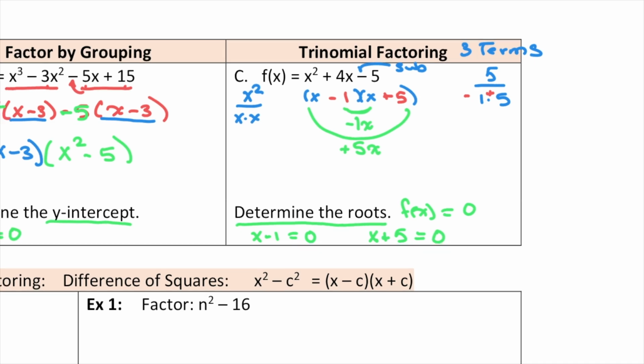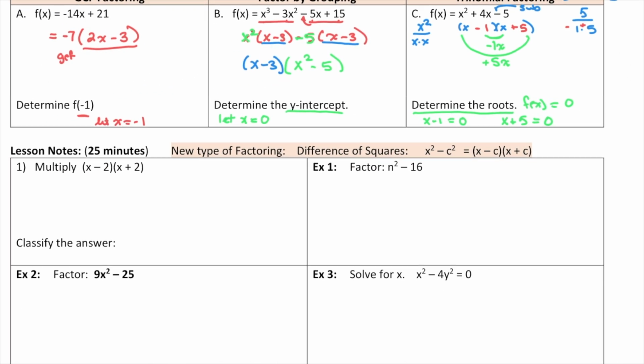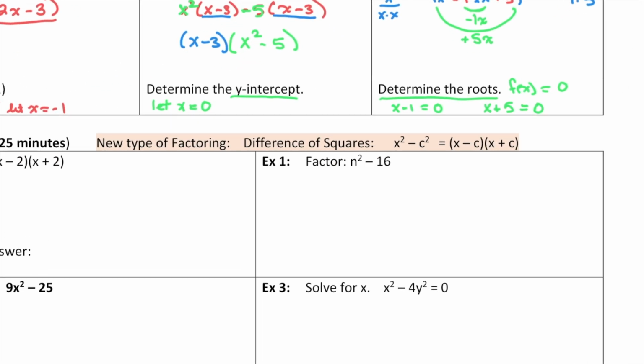plus 5 equals 0. Now we have a new type of factoring. This new type is called a difference of squares. We know that difference means that there's subtraction involved, and squares means that we have perfect squares. So one example that you see is x squared minus c squared. So x squared, when we factor x squared, we get x, and when we factor c squared, we're going to get a c and c.